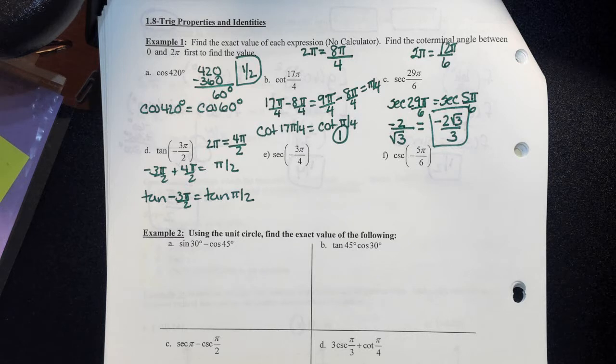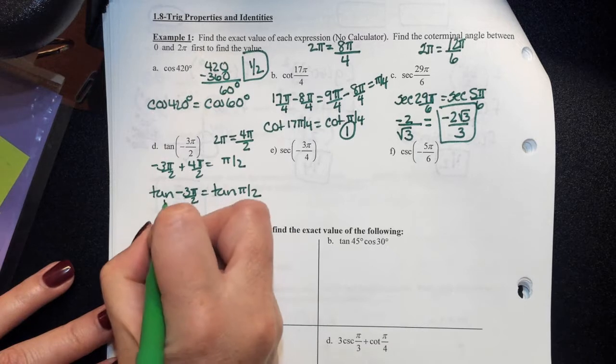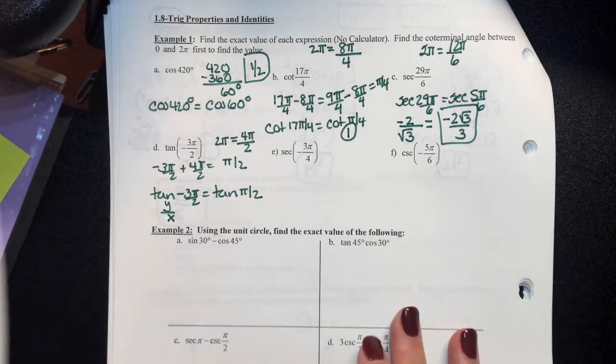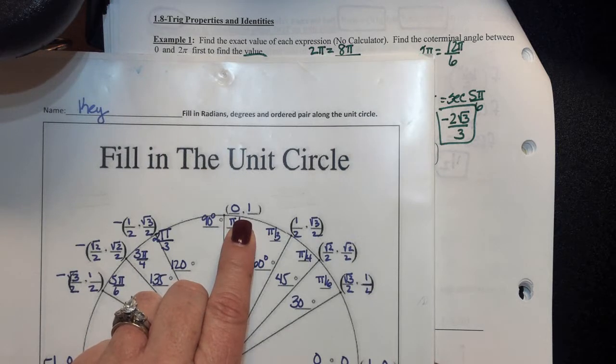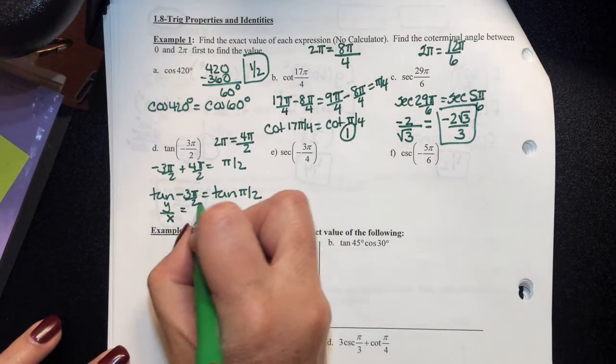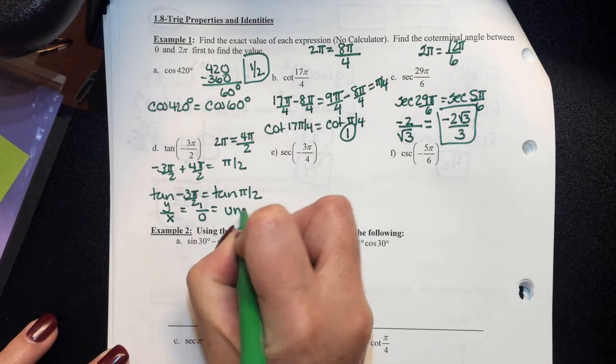Do we add instead of subtracting because it was negative? Yeah, because the unit circle, when we filled it out, remember, it's only dealing with positive angles. You're only going from 0 to 360 or 0 to 2 pi. Okay? So what is the tangent of pi over 2? Remember, tangent is y over x. So if you look at the ordered pair at pi over 2, the ordered pair is 0, 1, correct? So that's going to be 1 over 0, which means it's going to be undefined.